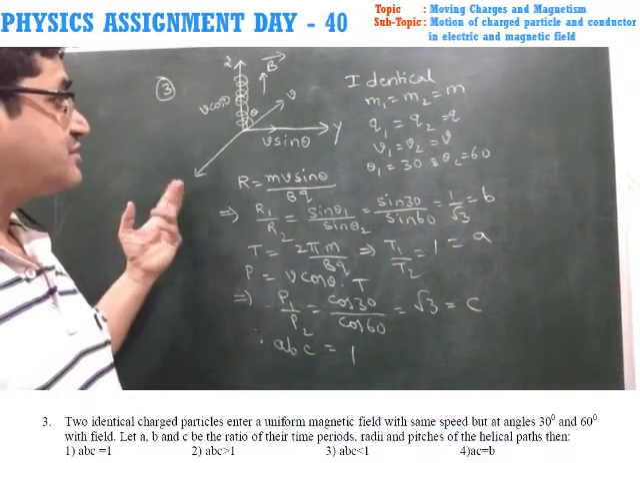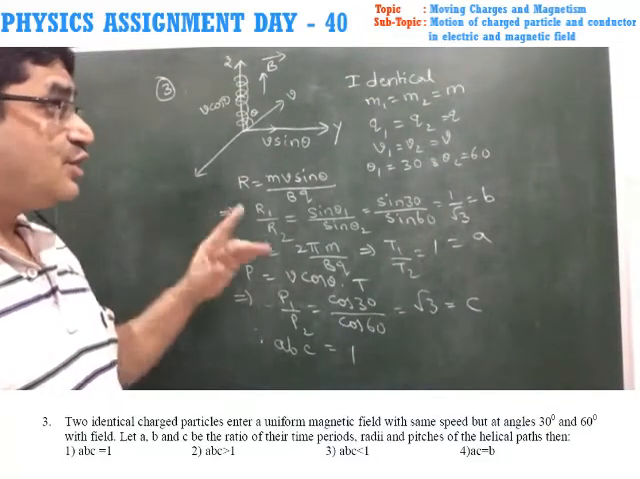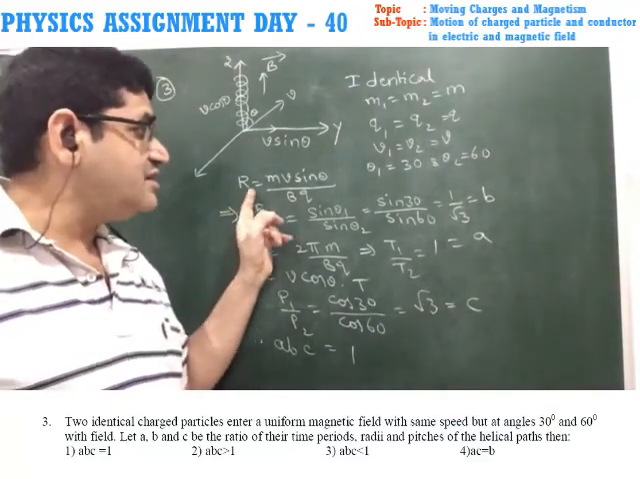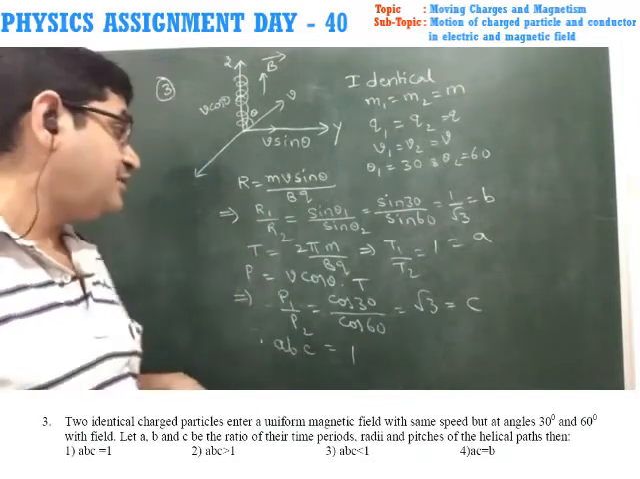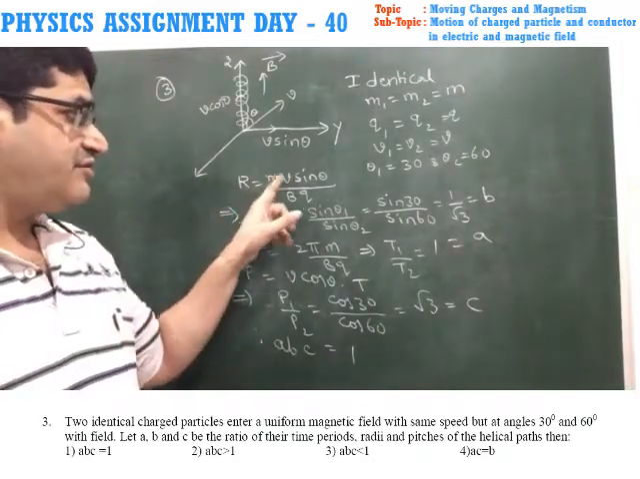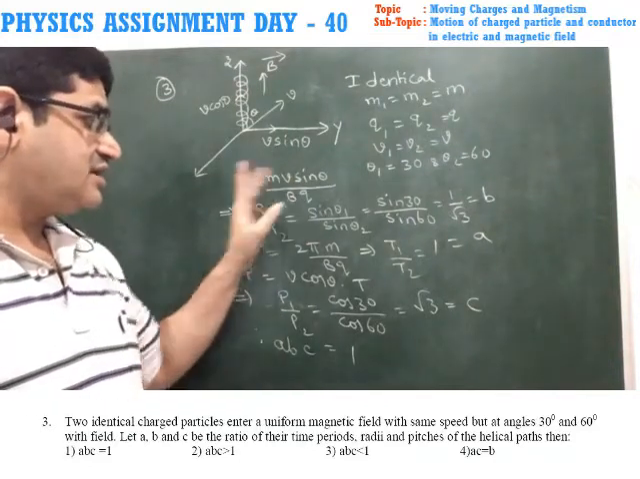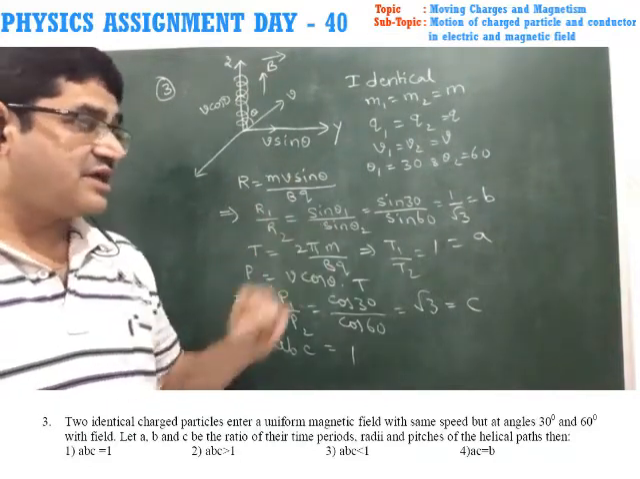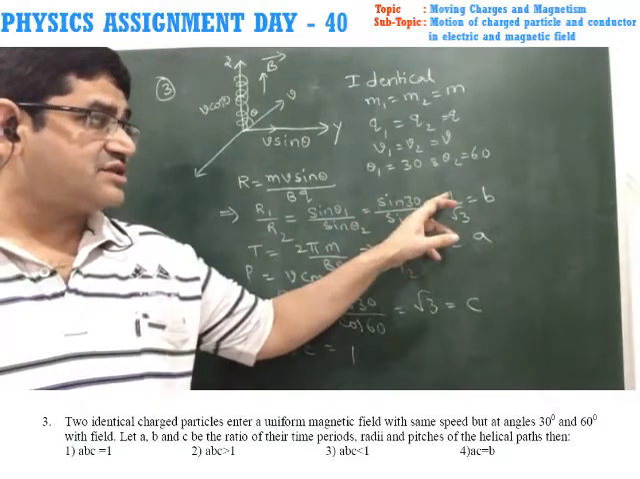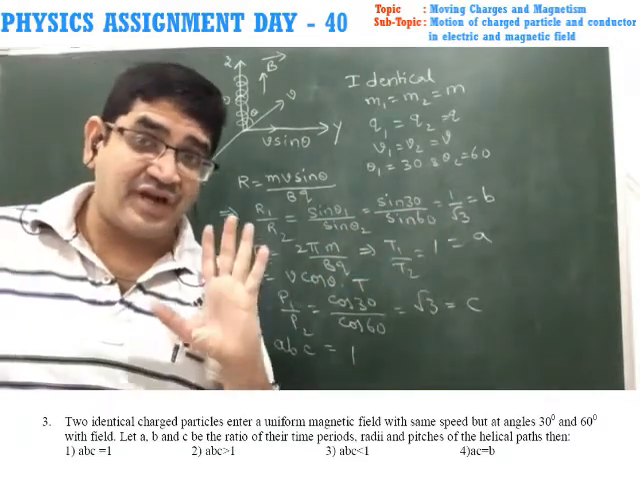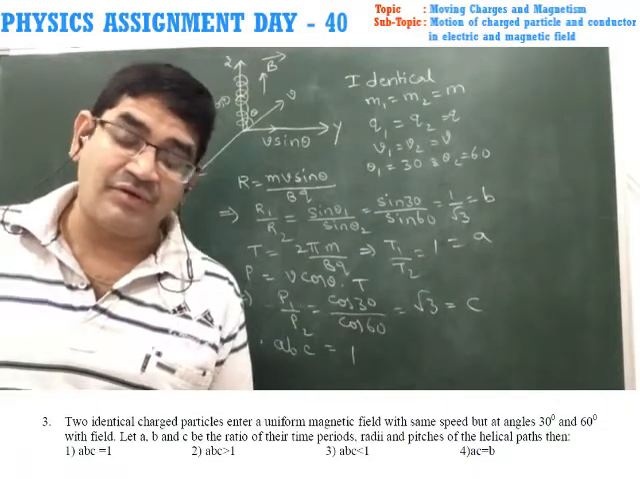So this will be V cos theta and it will be along the x-axis. Now my point is the radius is given by mv sin theta by BQ. So here m, v and q are all constants, so only theta changes. R1 by R2 is sin theta 1 by sin theta 2, sin 30 by sin 60, which is 1 by root 3. He said the ratio of radii is B. So 1 by root 3 equals B.